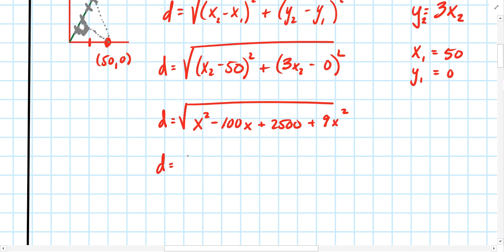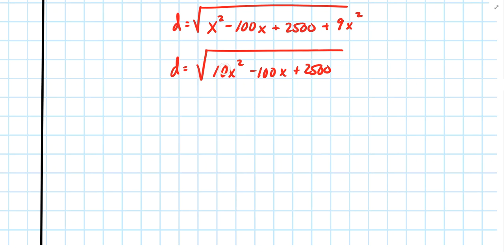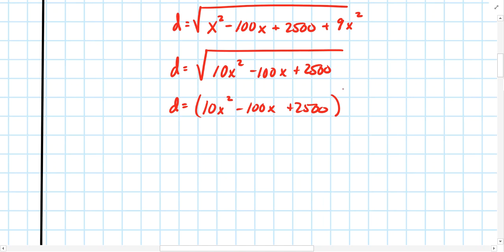So we can combine like terms, and we now have the square root of 10x squared minus 100x plus 2500, all of that underneath the square root. Okay, so we've got a nice objective function that's been simplified, and certainly we can calculate the derivative. We could make it a little bit easier on ourselves if we consider 10x squared minus 100x plus 2500 as an entire group that's being raised to the 1/2 power. Then we could apply the chain rule in order to find the derivative of both sides.